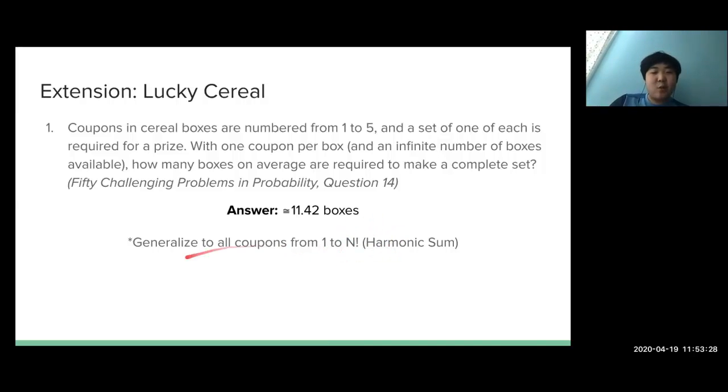Basically, the harmonic sum in and of itself is what we've just done: the reciprocals of all of the numbers. In this case, we've multiplied them by 5, and we're adding all of them. In this case, we would have n distinct coupons rather than 5, as we have here.